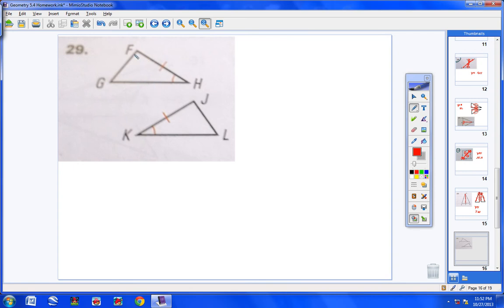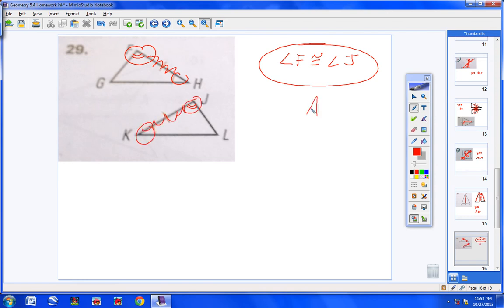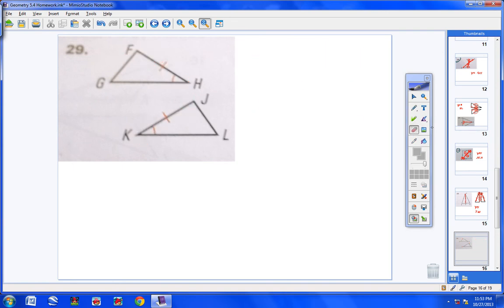So I could claim that F is congruent to J. So I would state that angle F is congruent to angle J. And now that I've stated that, that's one answer. Now that I've stated that, how could I prove that these 2 triangles are congruent? Angle, side, angle, congruent to angle, side, angle. So you would say angle, side, angle. But that's not the only answer. You could also do it like this.